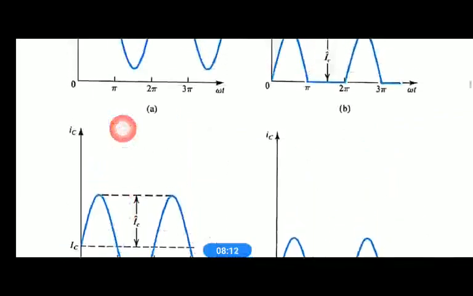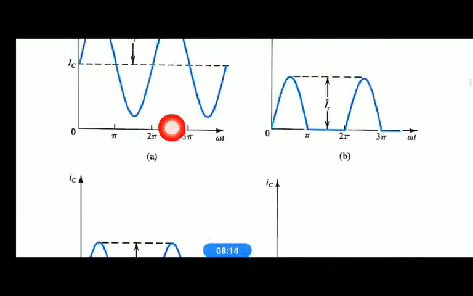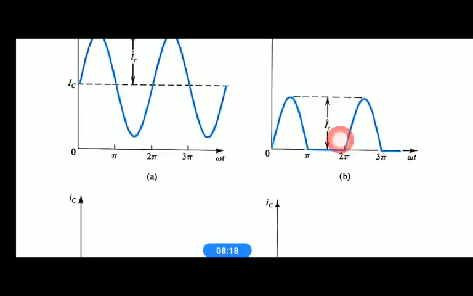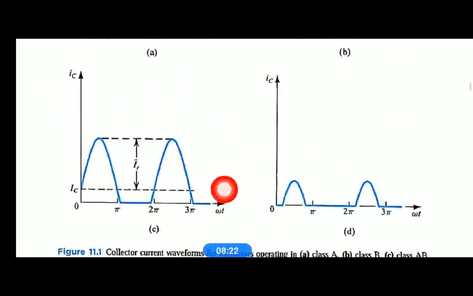So here you can see in the class B amplifier, biasing is 0, there is no biasing, right? Whereas in a class AB the biasing is a little above 0 or a little below 0, or we can say the biasing IC, the collector current, is less than the signal IC, right?